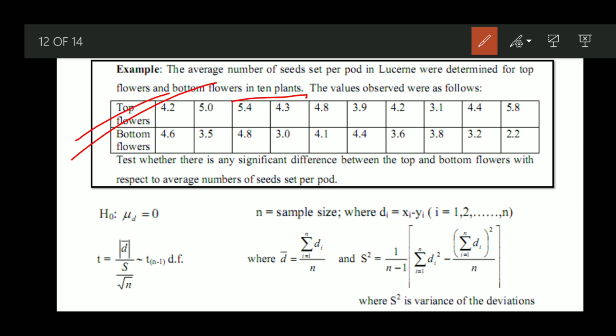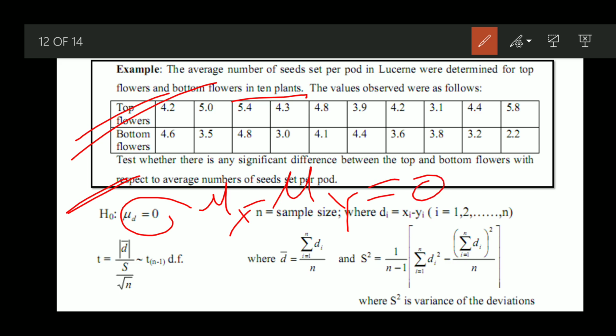Okay, here what is our null hypothesis, which is mu d equal to 0. Mu d is nothing but mu x minus mu y. So here we are assuming that the mean of top flower and the mean of bottom flower, the difference between these two is equal to 0. This is our null hypothesis. Accordingly, this is our test statistic, that means mod d bar, where d is equal to xi minus yi, divided by s by root n.